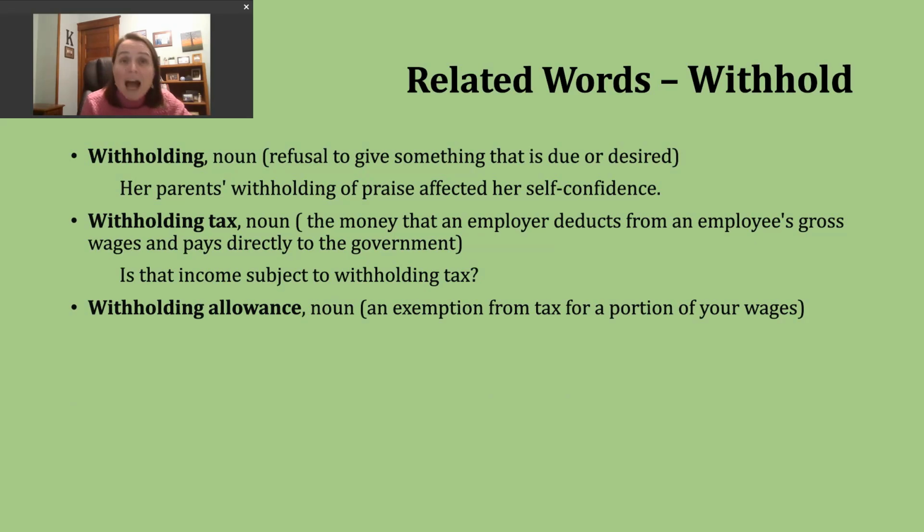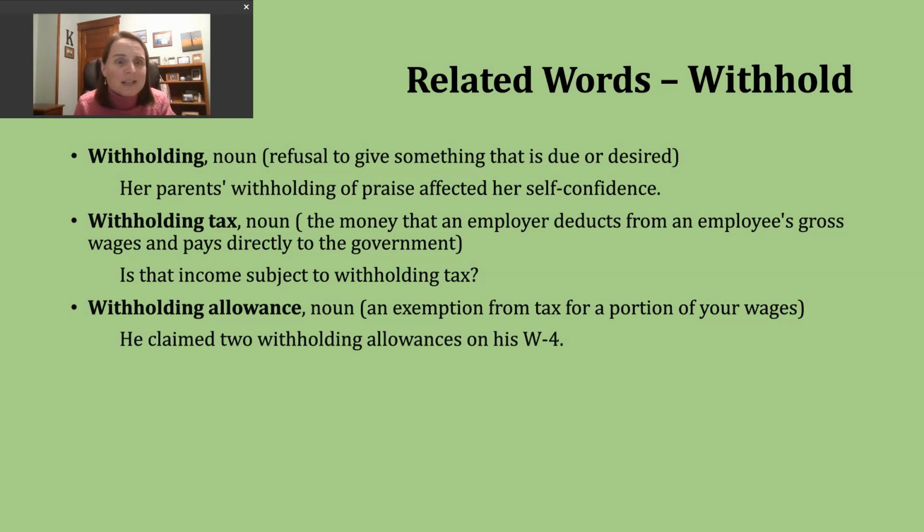So a withholding allowance is an exemption that reduces the amount of tax one is paying, and there are various reasons or situations that might account for it. So whether you're married and whether your spouse works, or how much income can have an impact on the amount that is withheld from one's income. So an example of this: he claimed 2 withholding allowances on his W-4.